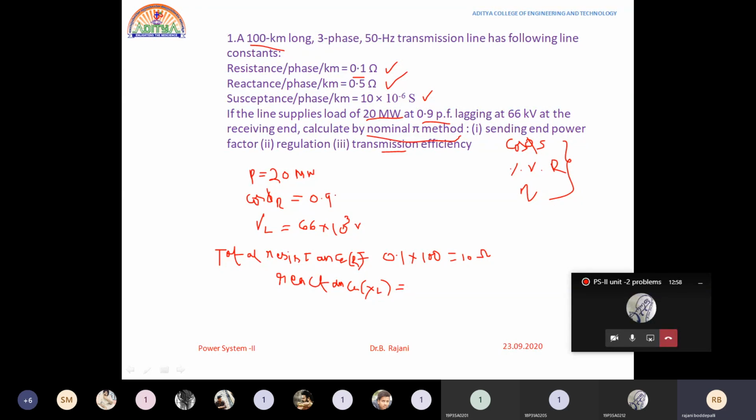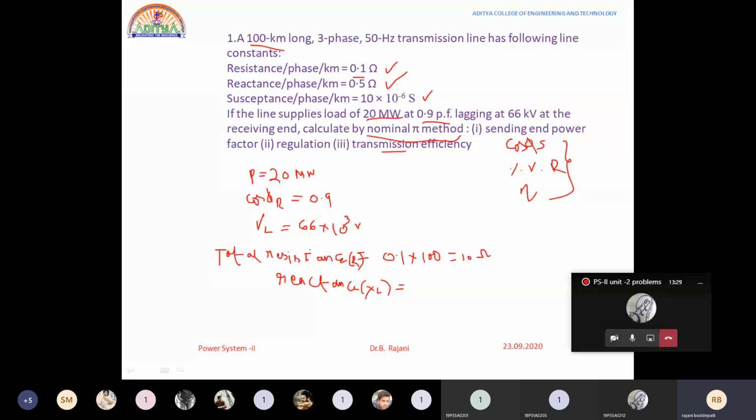For that, what is the given data you have to put? The given data is P equals output power, 20 megawatts. The receiving end power factor is given. Don't get confused about what is in the given data. He has given you the receiving end power factor and asked you to find the sending end power factor. So all of you see this carefully. He has given you the receiving end power factor, which is 0.9, and the line voltage is 66 into 10 cube volts.